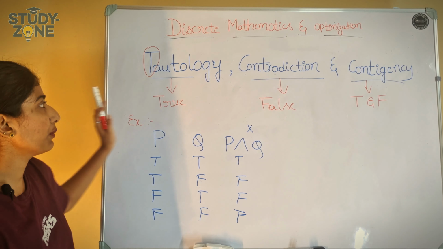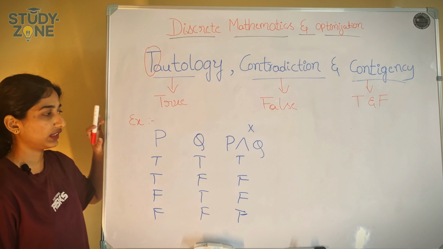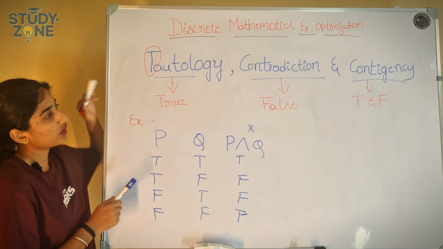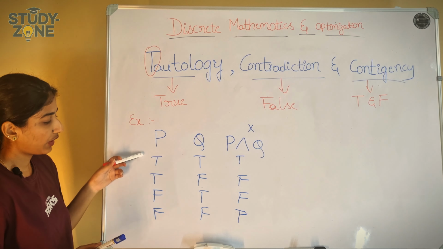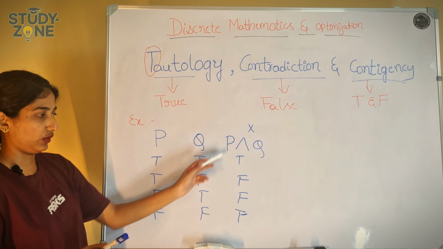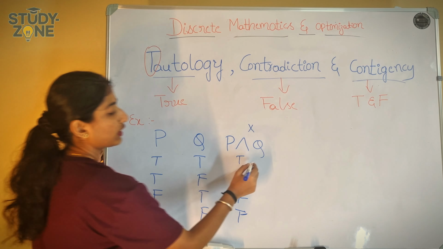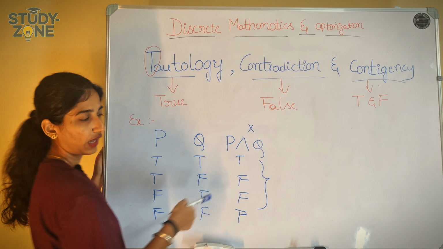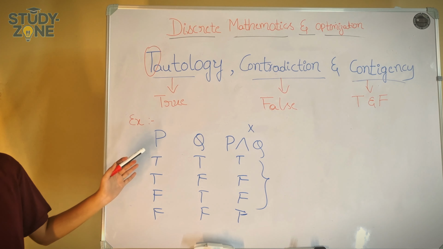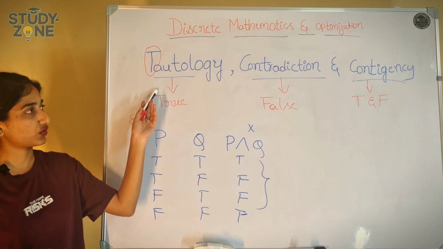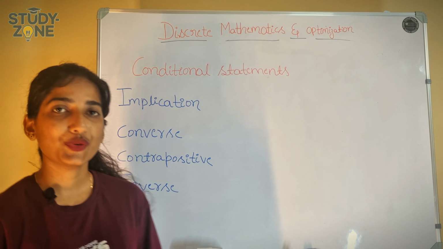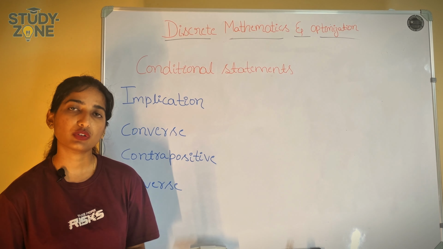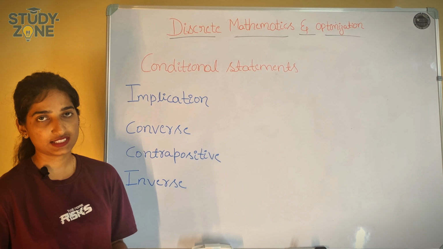If there is a question like find out whether the truth table is tautology, contradiction or contingency, at that time we have to find the truth values, and then according to the values you got, you have to come to the conclusion whether it is tautology, contradiction or contingency. So we have seen tautology, contradiction and contingency, right?